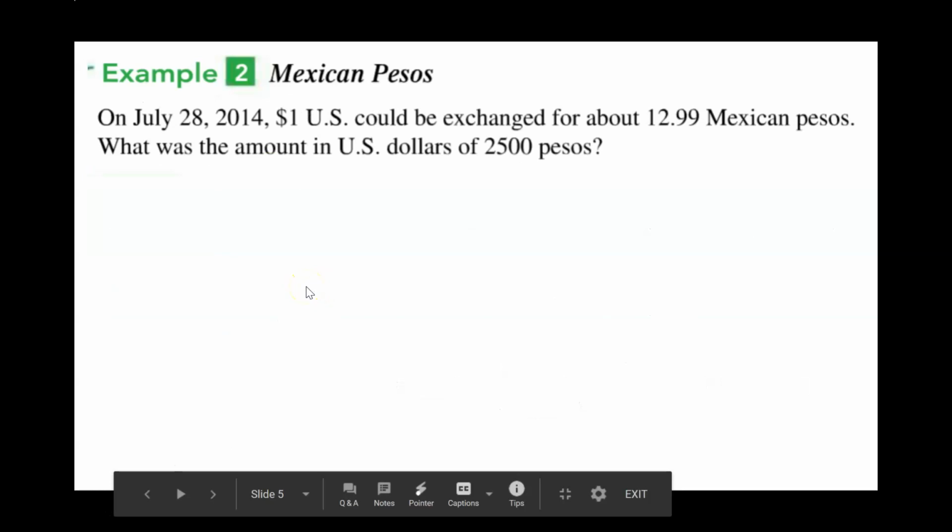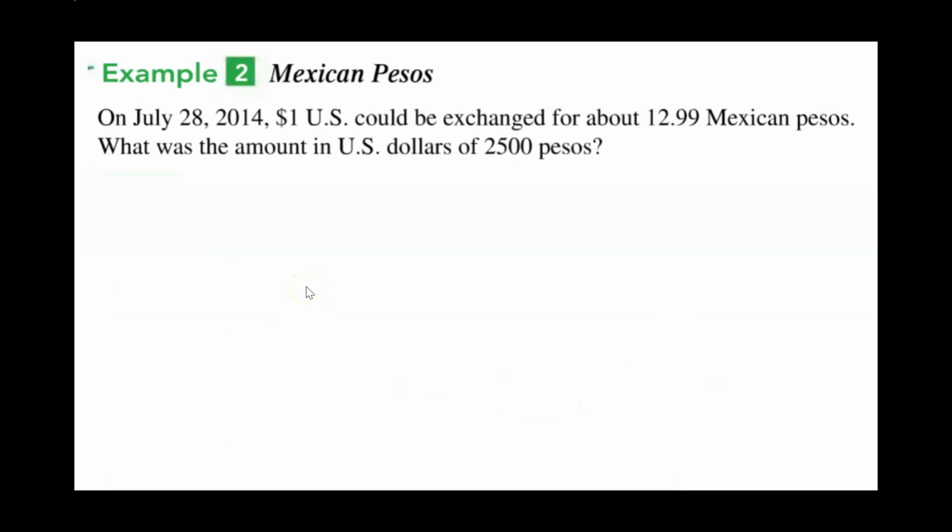So here's another one. $1 is equal to 12.99 Mexican pesos. We want to know what is the amount of US dollars if it's 2,500 pesos. So go ahead and set it up. Put your given part in the bottom right hand corner first, and then what we're going to on top, and that will help you understand should we divide or multiply.